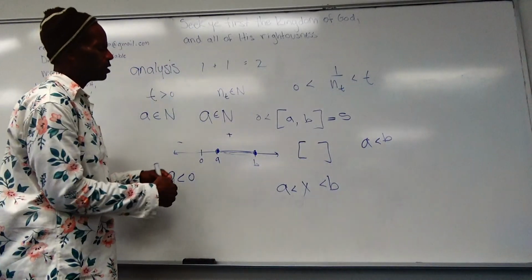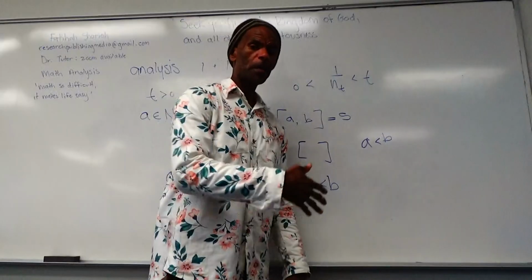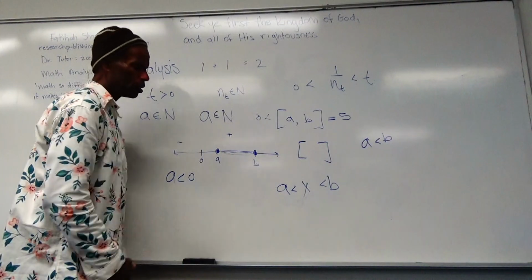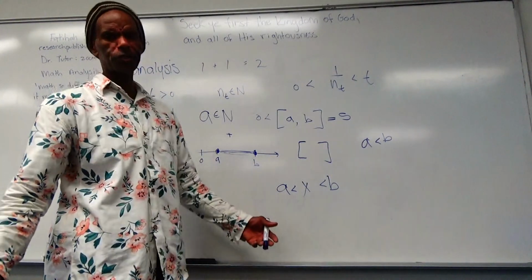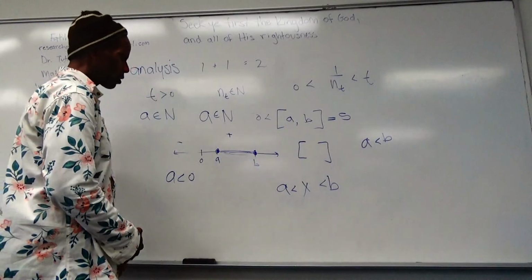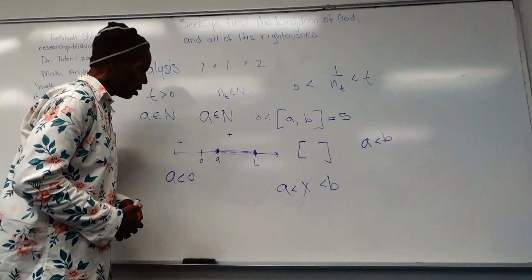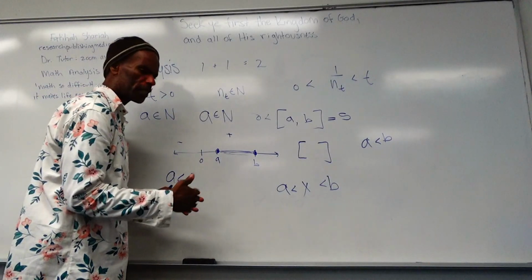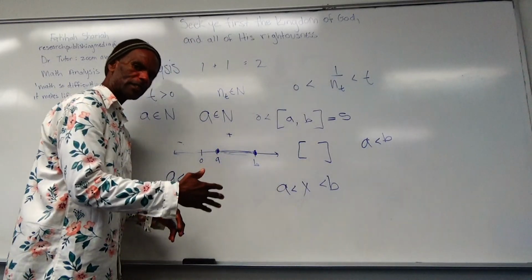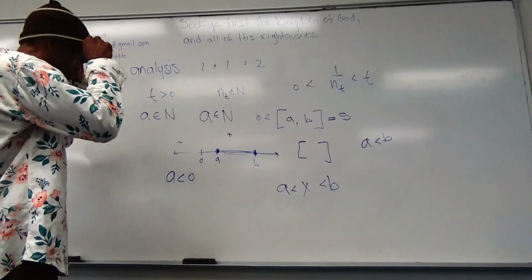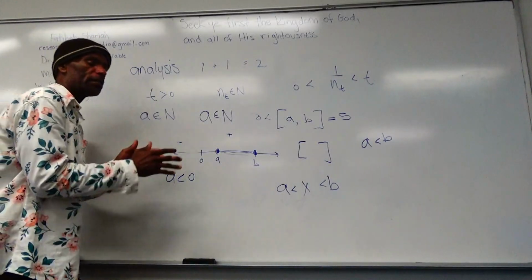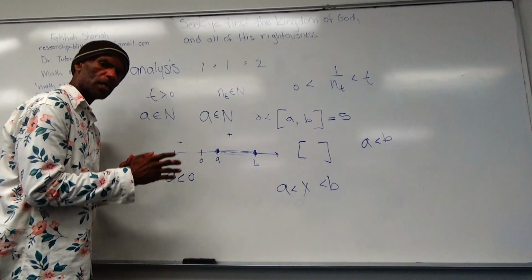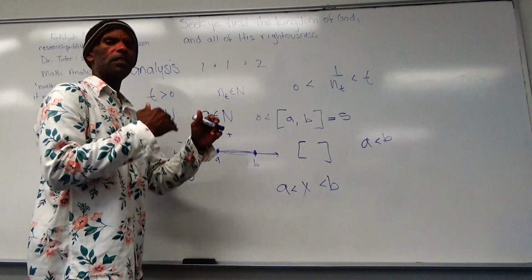So I say, look, I'm thinking about a number. I'm going to call that number A. I'm going to put that number into the natural number set. And then I'm going to ask you, is A less than 0? So think now, you have a number in the natural number set, and then I ask you, well, is that number less than 0? If A is in the natural number set, is A less than 0?